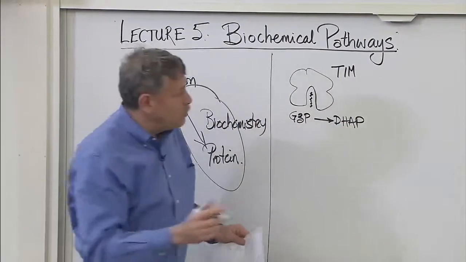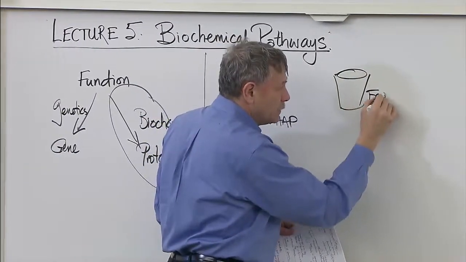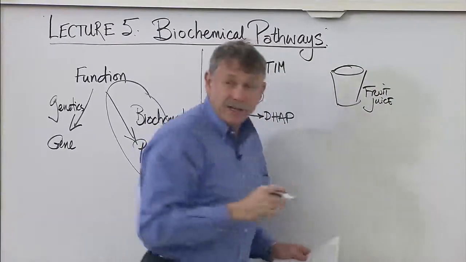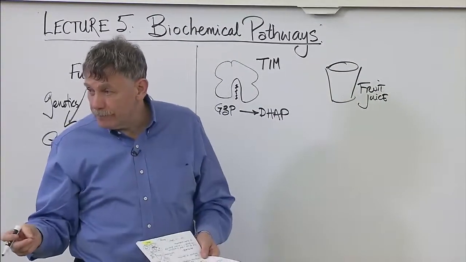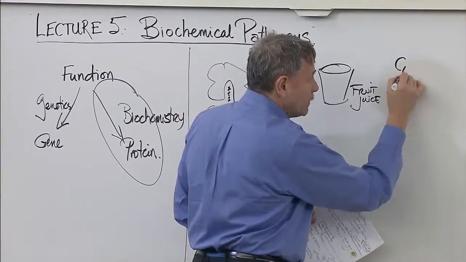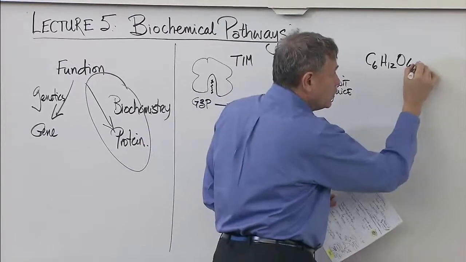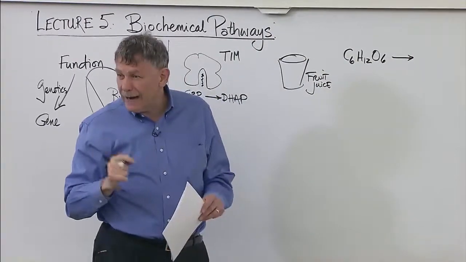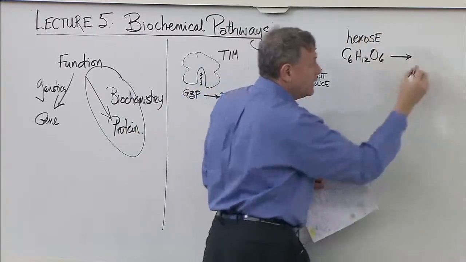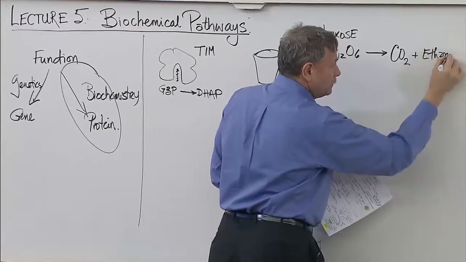But what does that have to do with how we go from our glass of fruit juice, which has yeast in it, and the fruit juice has a 6-carbon sugar, let's say glucose or some other 6-carbon sugar, C6H12O6? It's going to ferment, and we call a 6-carbon sugar a hexose. It's going to ferment this hexose into carbon dioxide plus ethanol.